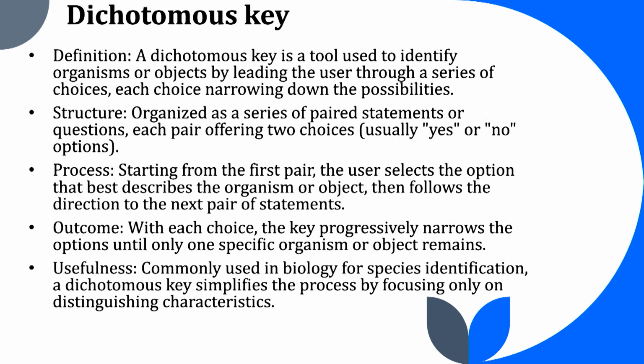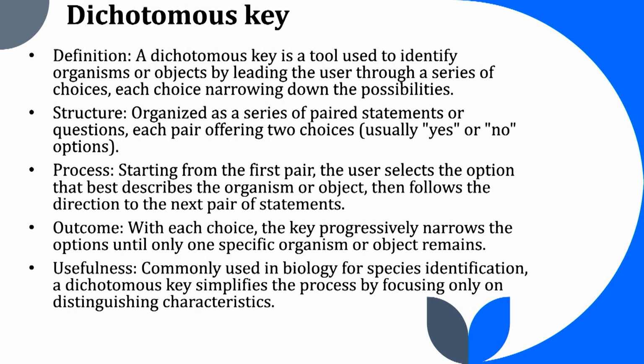The structure of a dichotomous key is that it's organized as a series of paired statements or questions, each pair offering two choices, usually yes or no options. The process here is that you start from the first pair. The user selects the option that best describes the organism or object, then follows the directions to the next pair of statements. Through this, with each choice, the key progressively narrows the options down until only one specific organism or object remains.